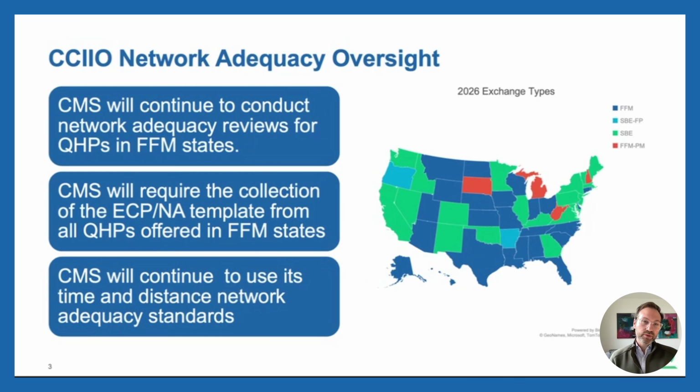As it relates to network adequacy, the way I see it, there are 4 exchange types. There's the federal marketplace, that's the deep blue. There's the state-based exchange on the federal platform in 2026, that's the light blue. There are 2 states. There are the state-based exchange states, those are the green ones. And then the orange states, these are the federal states, but they've been granted plan management oversight authority by CMS. And those 4 states are actually already allowed today to do their own network adequacy reviews.